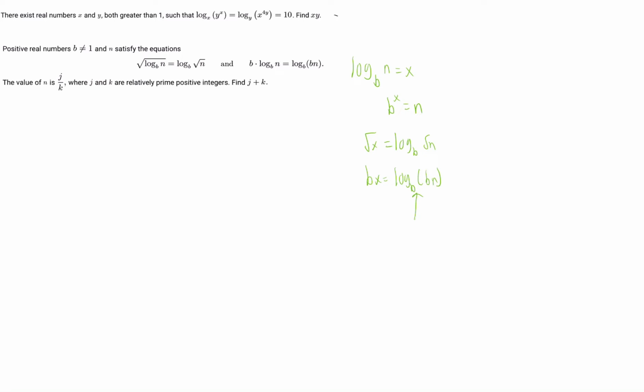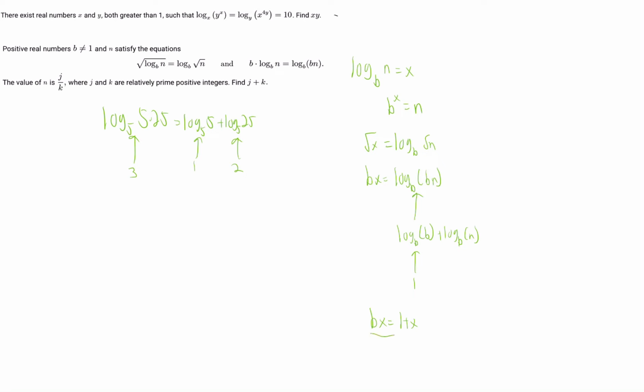Let's work with this one first. Log_b of bn. That's log_b b plus log_b n. That's the property of logarithms, and if you don't understand, think about it. Let's just do an example with a 5. Log_5 of 5 times 25. So that should be log_5 5 plus log_5 25, according to this. That's 1, this is 2, this is 3. So it's true. There's a very simple proof by expanding it out, but we're not going to cover that. Okay, so using this, we know that log_b b has to be 1, obviously. So bx is equal to 1 plus x.